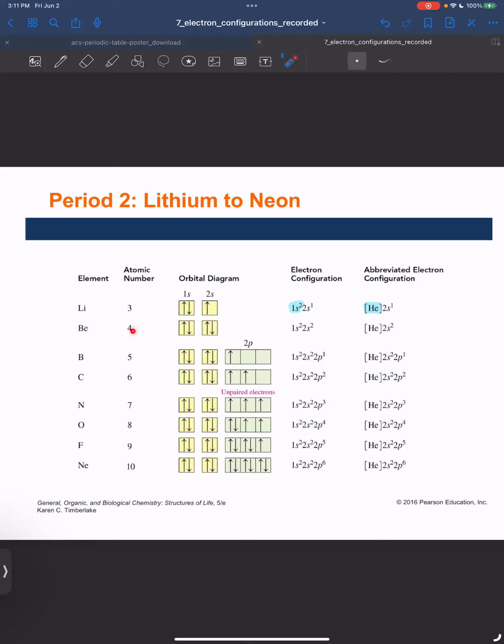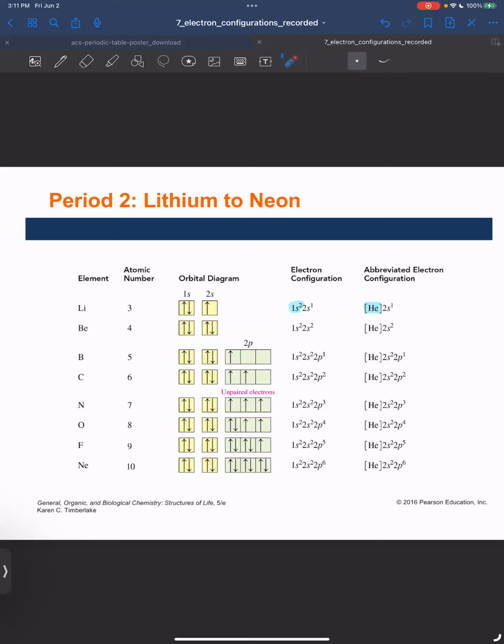Beryllium has atomic number 4, so 4 protons, 4 electrons. Still always start with 1s, fill that up first, then 2s. So we have 1s2, 2s2 in these boxes. That's translated here, but you can also write the abbreviated with the helium because it precedes beryllium.